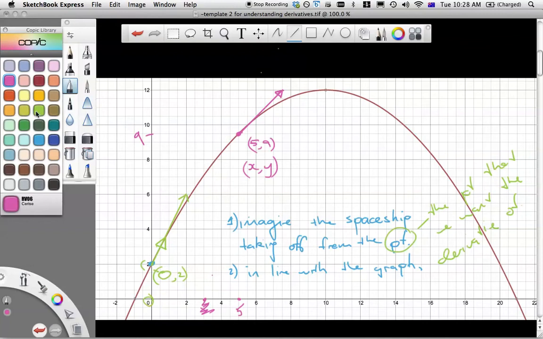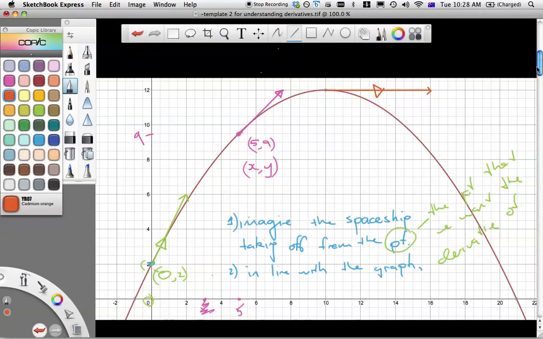One final point we can consider. We can consider this point. Let's choose a different color. We've got green, we've got pink, let's go orange. It's taking off from the point, and it's in line with the graph. So that's our spaceship. It's in line with the graph at this point.